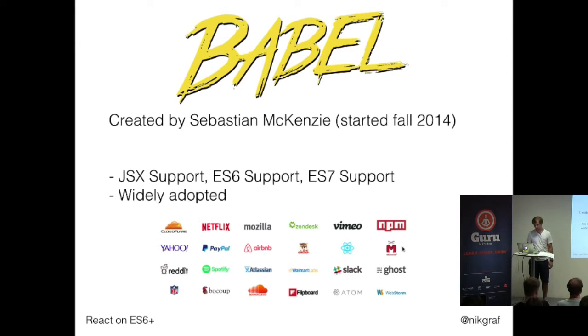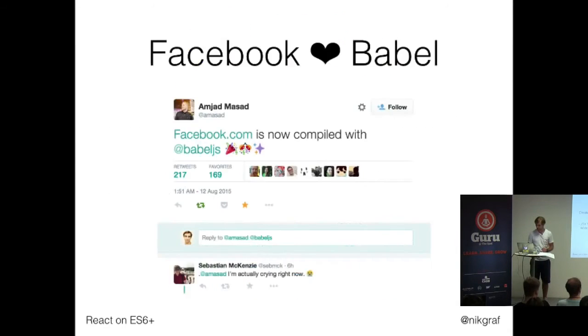And even as of yesterday, when I was doing my final research, I found this tweet: as of yesterday, Facebook.com is compiled with Babel.js. Why is that important? I'm pretty defensive about adopting new technologies. I'm always concerned: will this technology be around? Is the community big enough? Will there be enough support?